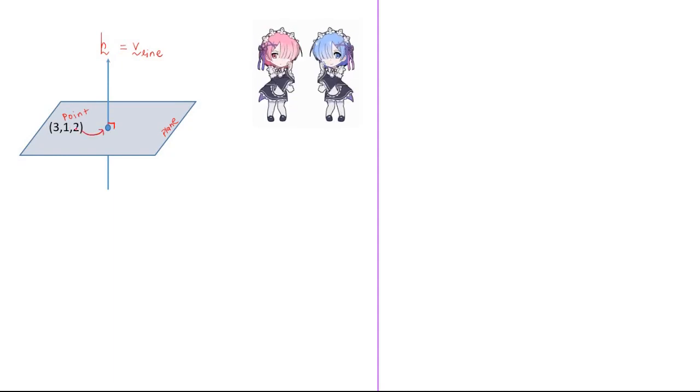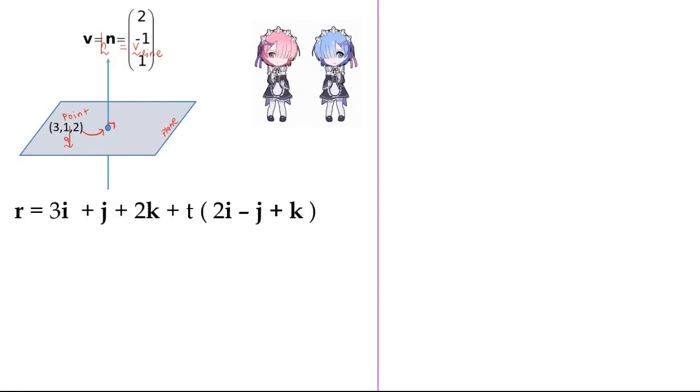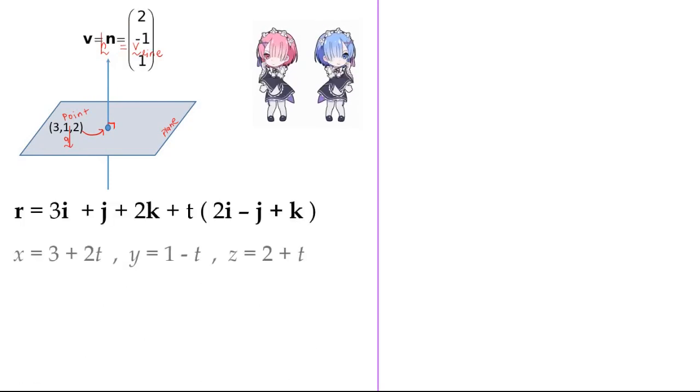So point ni A, ni masuk dekat A. Dan v dia adalah sama dengan normal plane. Normal plane dia dah bagi 2, negatif 1, 1. So, kita akan masukkan dalam vector equation. Okay. Dah masukkan dalam vector equation. Inilah jawapan untuk part 1.